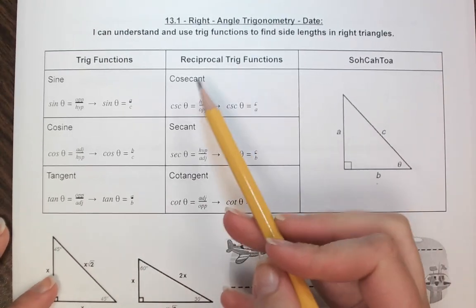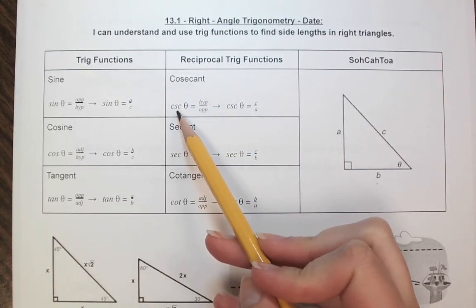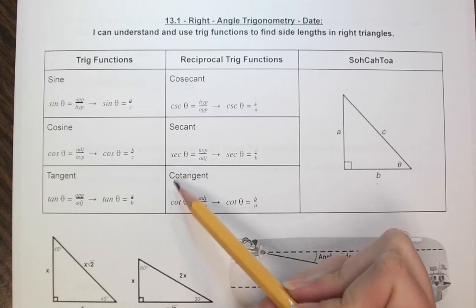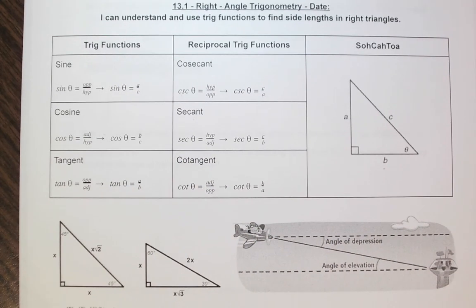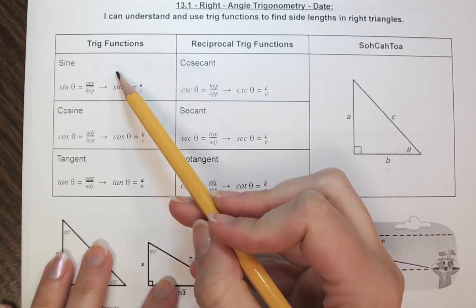So we have cosecant, which is CSC. We have secant, SEC, and cotangent, which is COT. And these are reciprocals of the one that's next to it.